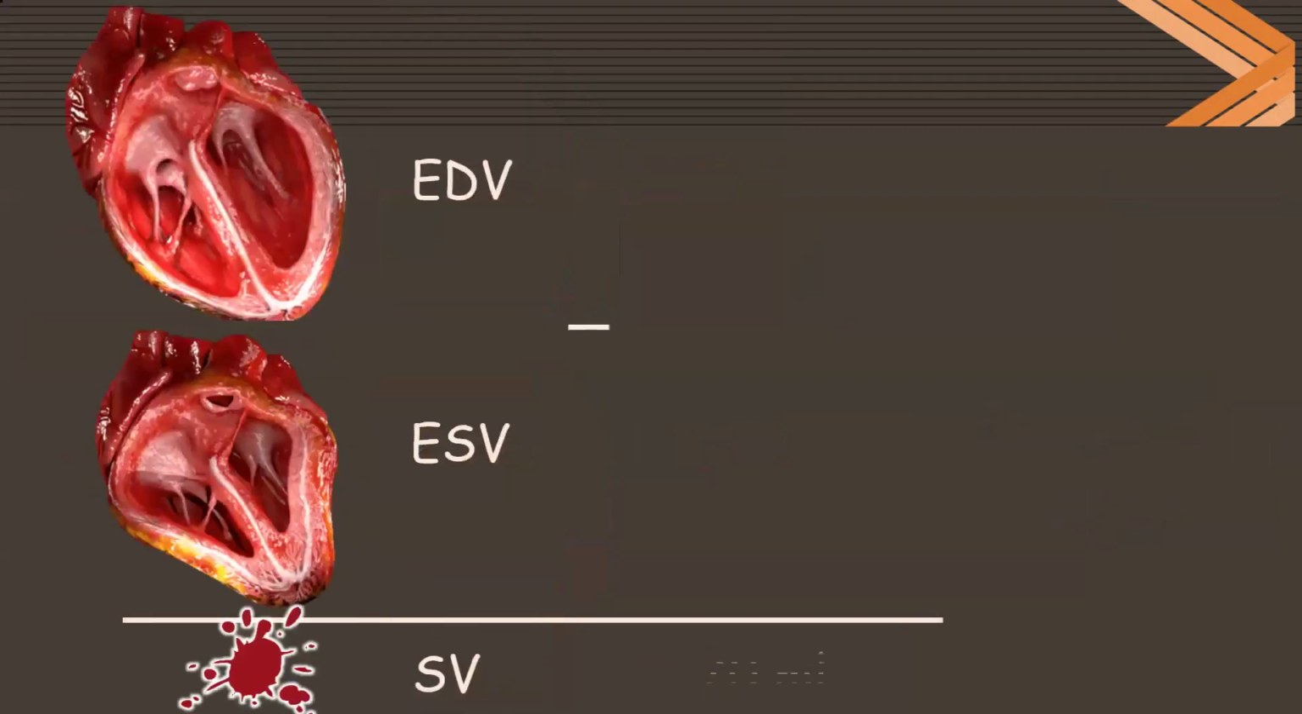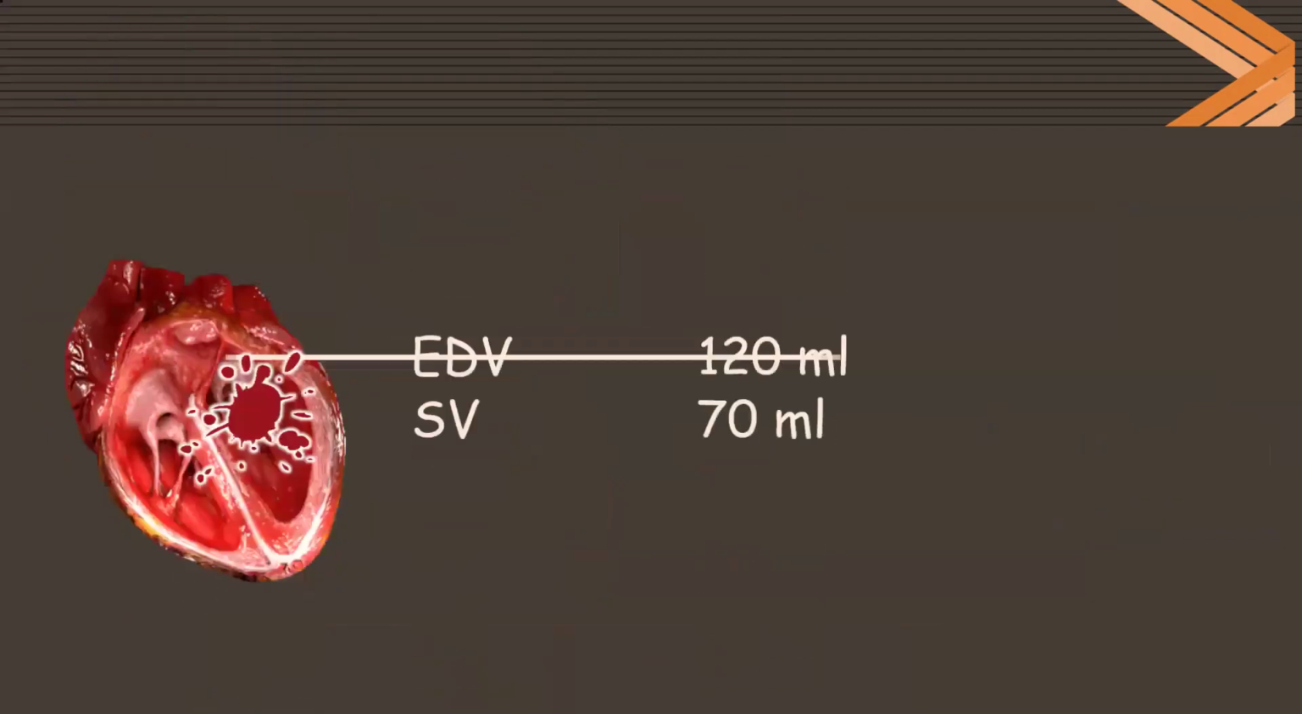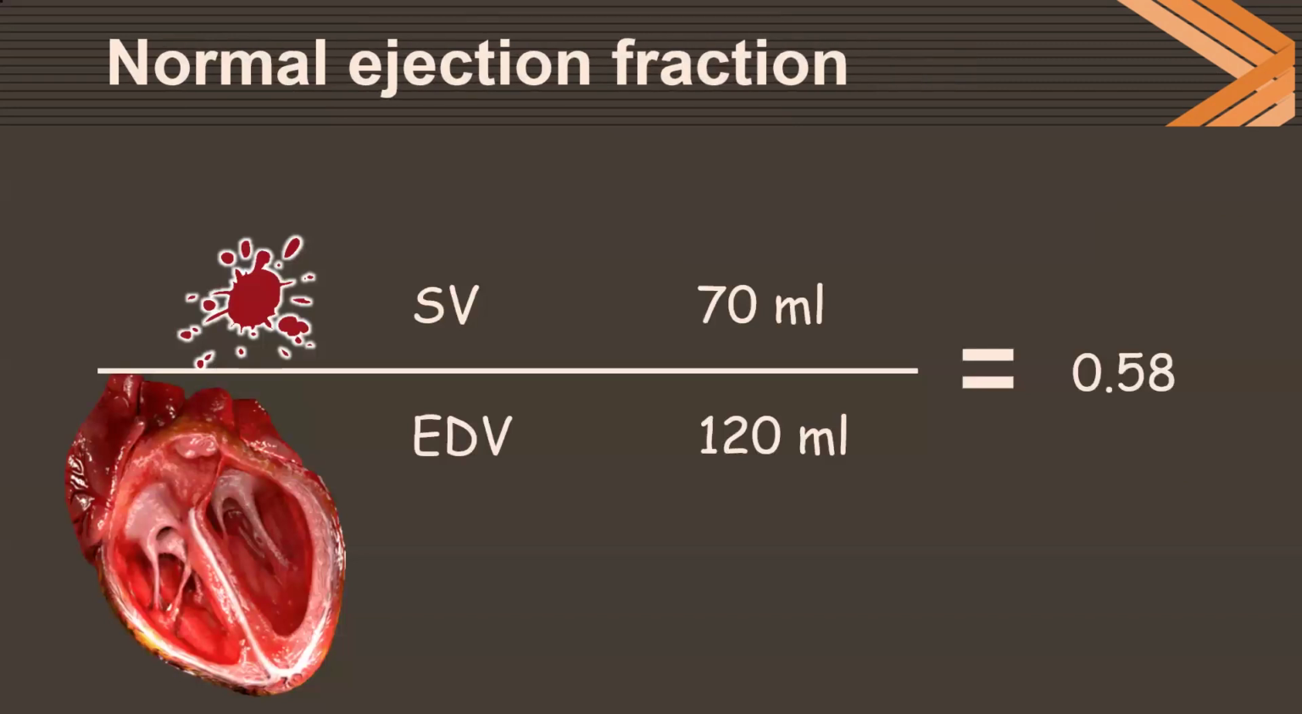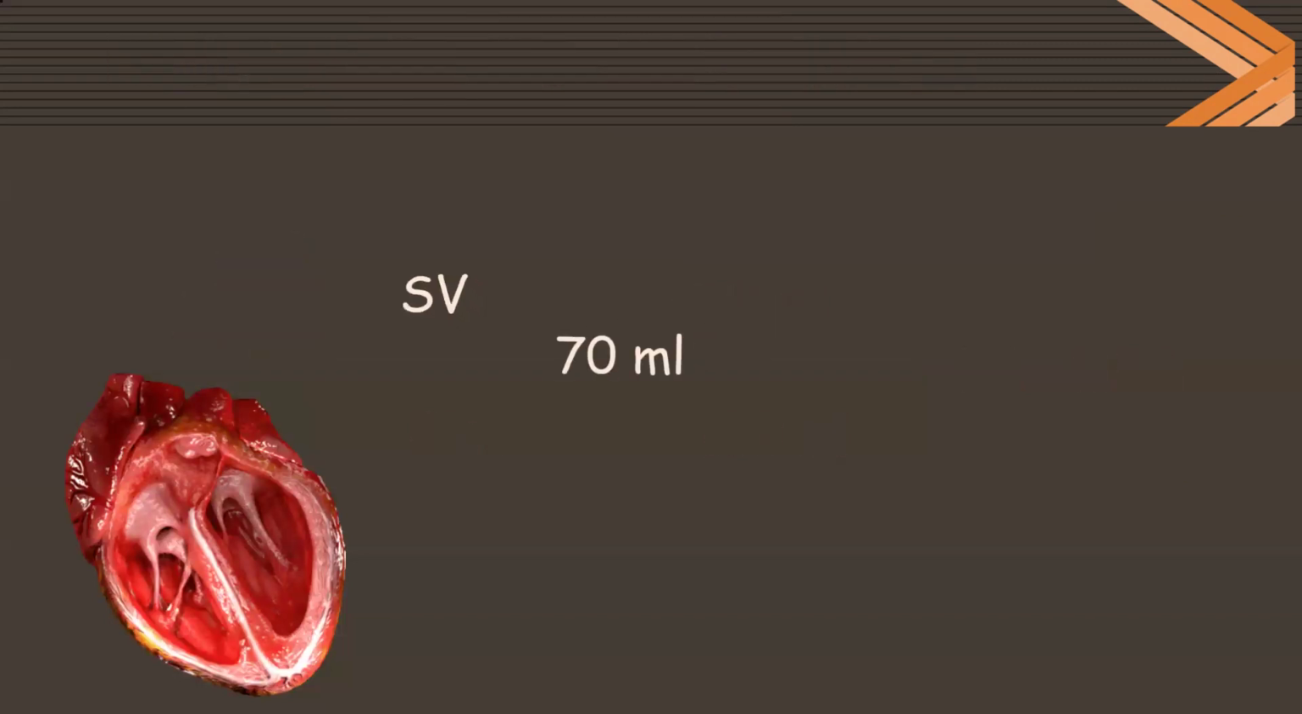And let's take an example for that. Stroke volume, usually in a normal adult, is about 70 milliliters. And if the end diastolic volume is 120 milliliters, the end systolic is 50. And if we divide stroke volume by end diastolic volume, 70 divided by 120, it will give me 0.58, and this is the normal ejection fraction of an adult.